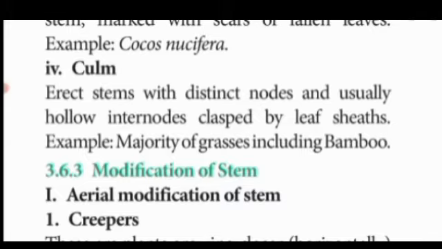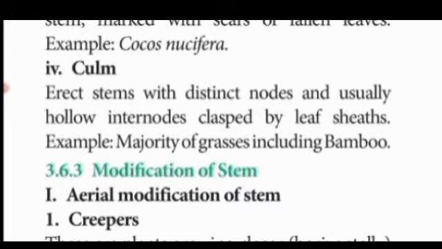In monocots, the leaf base is called the leaf sheath because it is widely expanded and wing-like. So the culm possesses an erect stem with distinct nodes and usually hollow internodes clasped by the leaf sheath. Example: the majority of grasses show the culm type, such as bamboo.